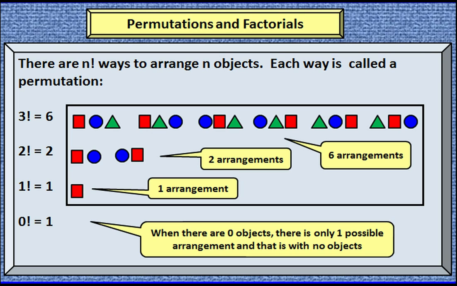To summarize, there are n factorial ways to arrange n objects. Each way is called a permutation. 3 factorial is equal to 6, and that means there are 6 arrangements for 3 objects. 2 factorial is equal to 2, and that means that there are 2 arrangements for 2 objects. And 1 factorial equals 1, which means there is 1 arrangement for 1 object. When there are 0 objects, there is only 1 possible arrangement, and that is with no objects.